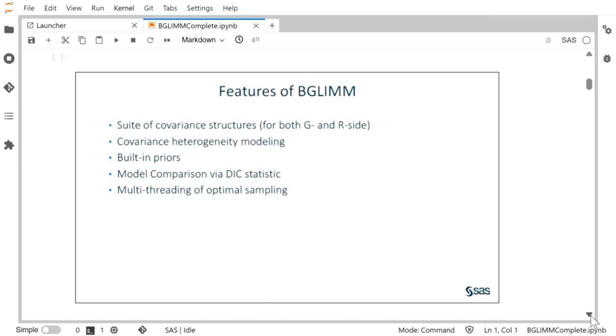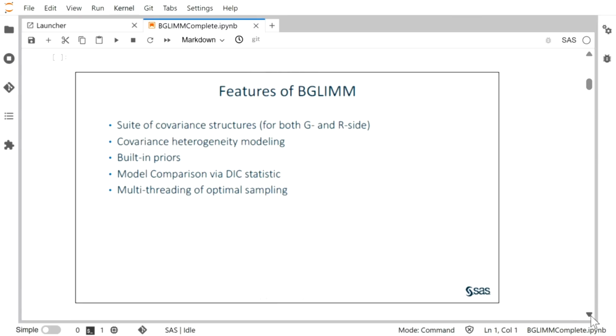We do have covariance heterogeneity modeling. Anybody know quickly what that means? That's the group equals option. For example, if something is compound symmetry, but you want different estimates for variance components for this group versus that group, same structure, just different parameter estimates, that's the group equals possibility. You've got that inside of BGLIMM. There are built-in priors. This is the fun part. Yes, you do have some customizability of the priors, but you are going to have a structural group of priors for each type of parameter that can be possible in this type of scenario.